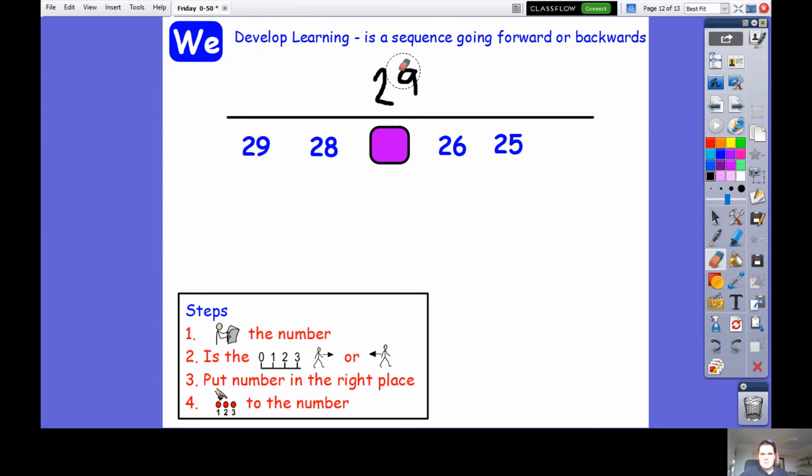Okay, let's do that. So let's get rid of this. 25, 26, 27. Ooh. So it could be 27. Let's see if that works this way. 29, 28, 27. I think you found it, guys. Should we check? Well done.